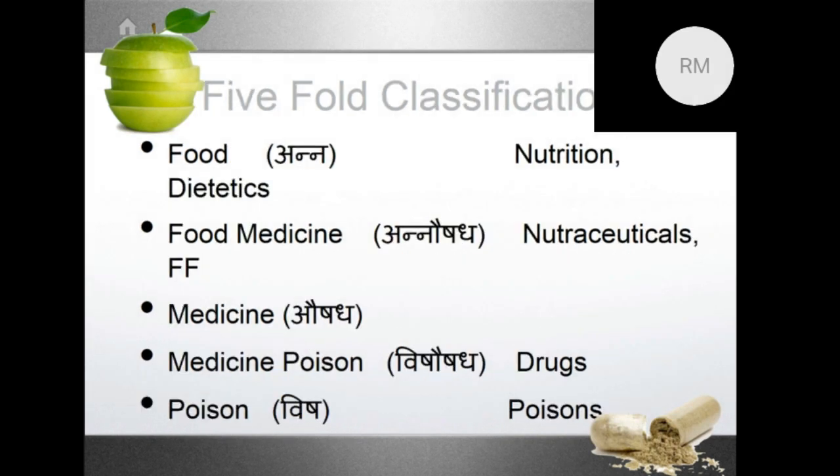Okay, so in Ayurveda, we have the classification of food into 5 categories. Food, which includes nutrition and dietetics. Food medicine, which includes nutraceuticals and functional foods. And then we have medicine, medicine, poison, and then poison. So this is the 5-fold broad classification.